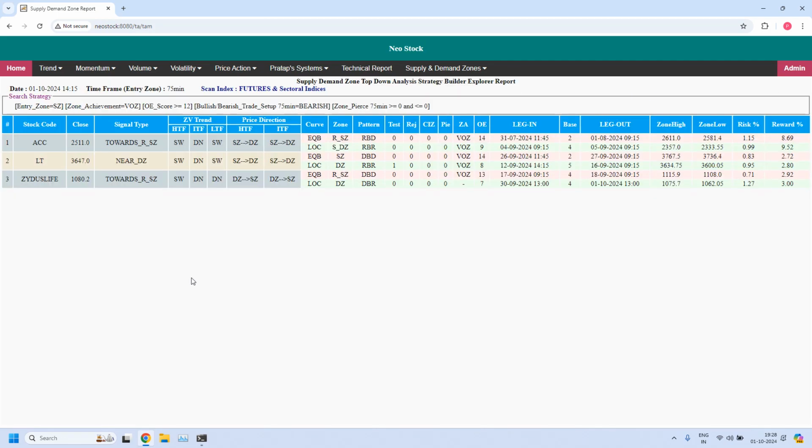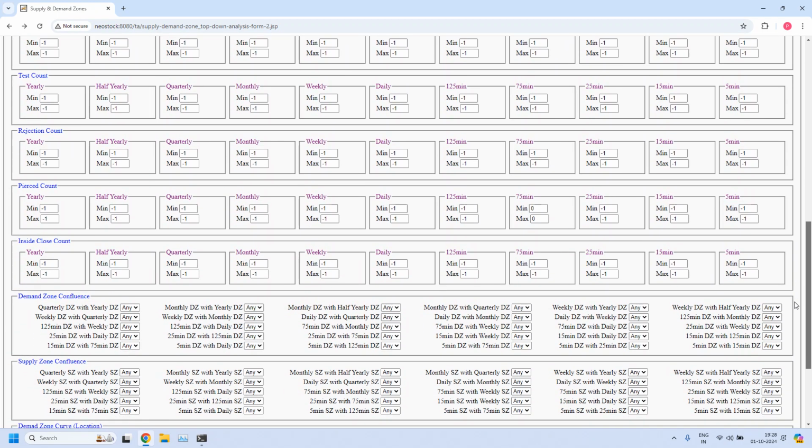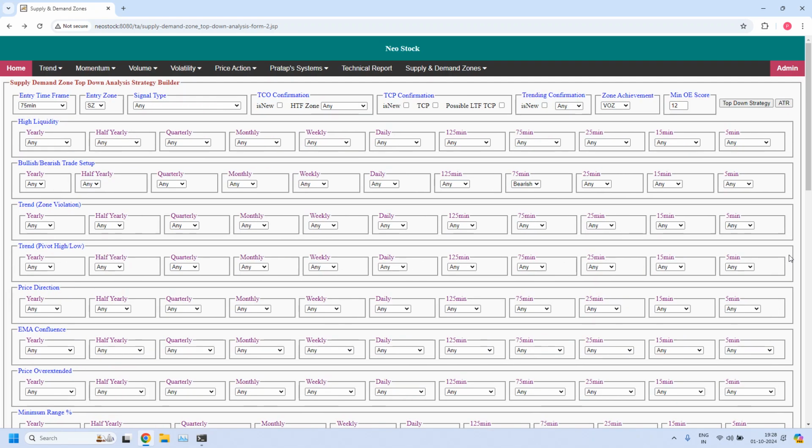Now let's verify how many will filter. 3 stocks. All these 3 stocks are currently supporting bearish trade setup for weekly income trade, that is entry time frame 75 minutes. Let's verify if any 75 minute zones are having ITF confluence. If that is the case, it's a high probability setup. So in the supply zone confluence, I am enabling the filter 75 minute supply zone with daily supply zone confluence. ITF confluence. LTF is 75, ITF is daily.